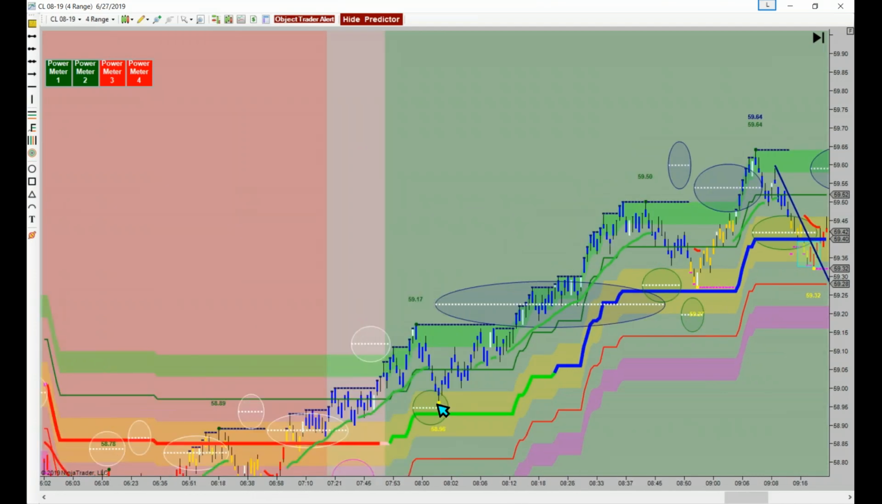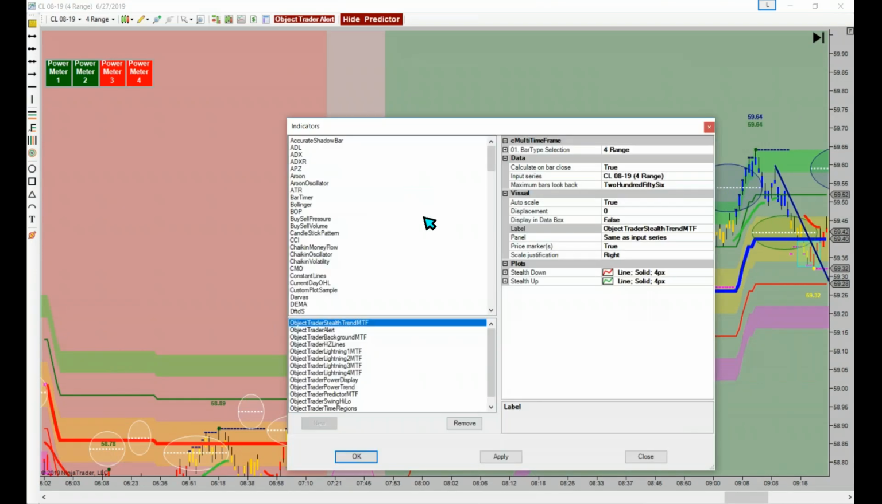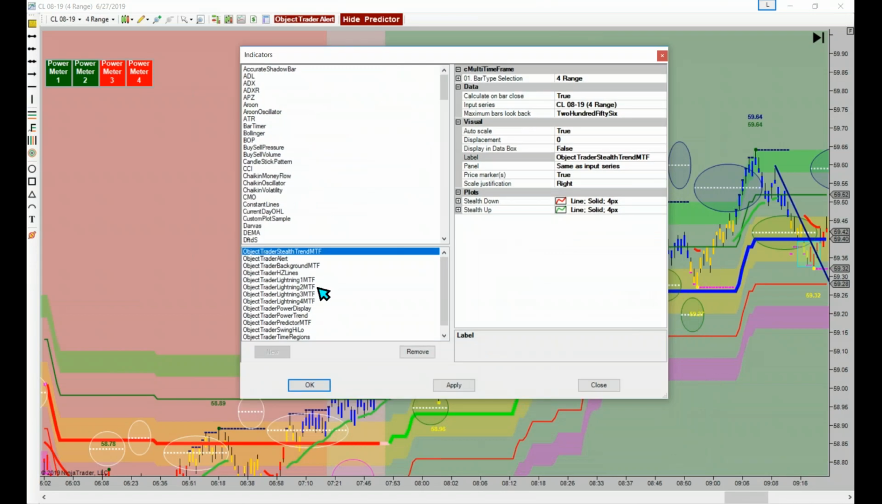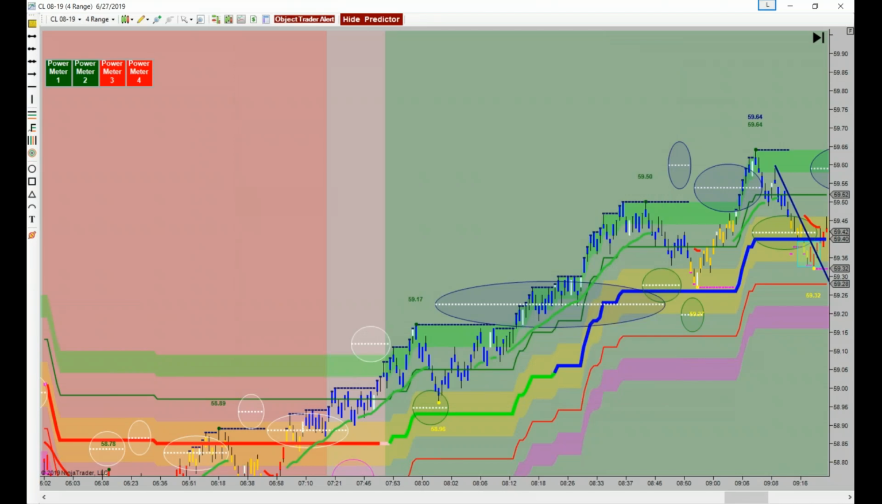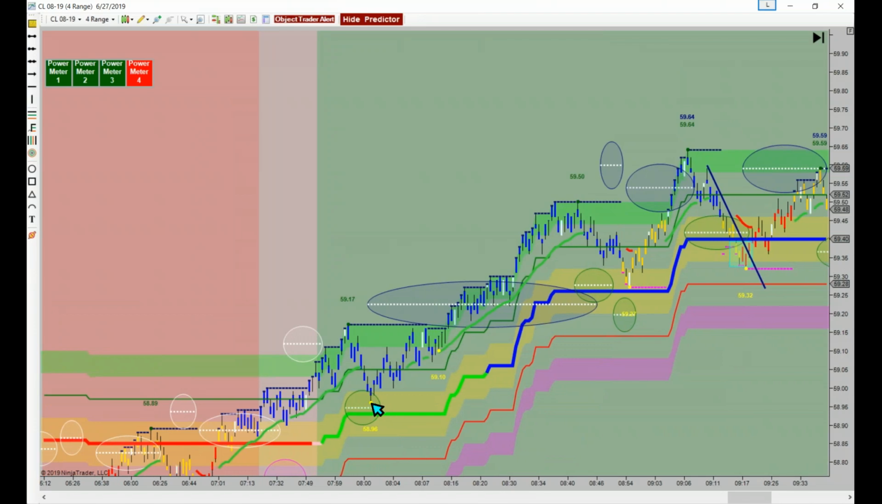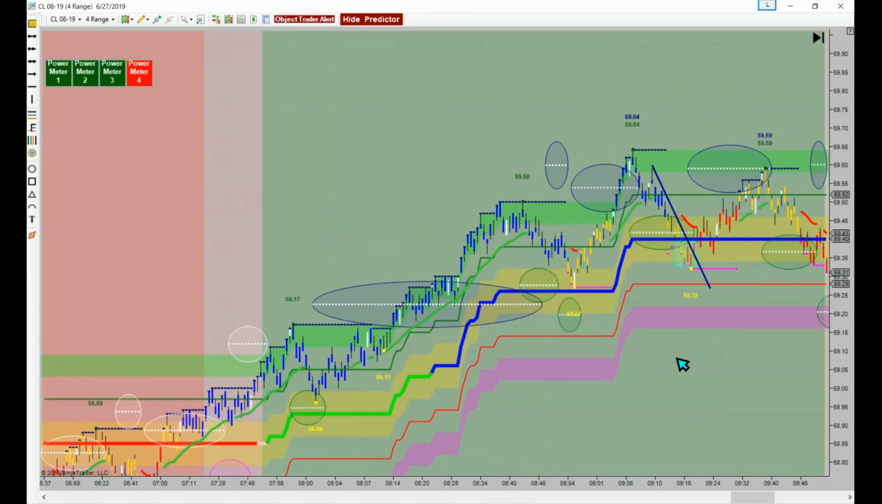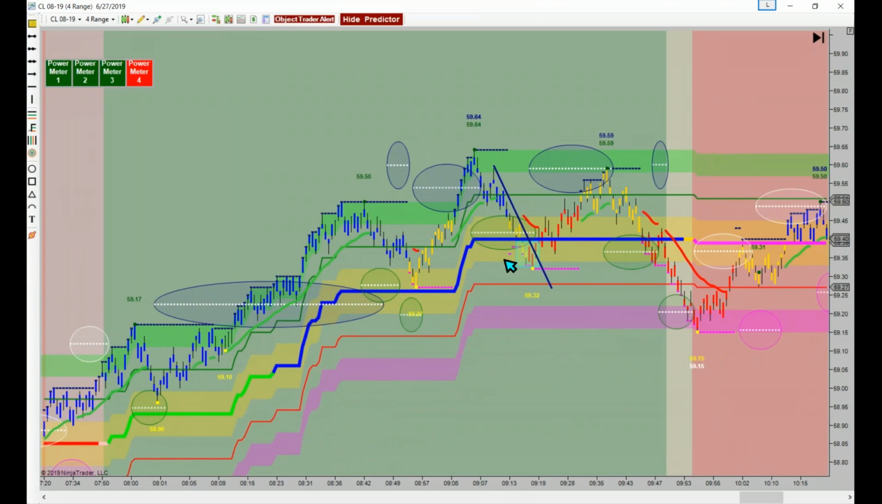Okay, let's see if we can get our lightning to draw. For some reason, lightning's not drawing. Why are you not drawing, lightning? Probably because we got the thing paused. Let's start it up again. Let's see if lightning will draw. Yeah, there we go. It's got to have a bar close. All right, so let's look at the lightning on this one, for instance. All right, let's look at lightning 1.